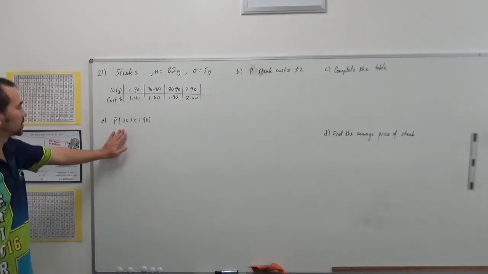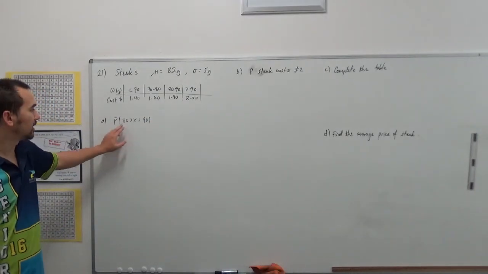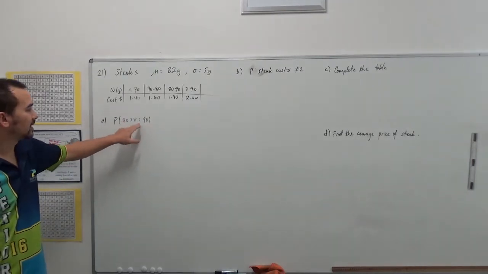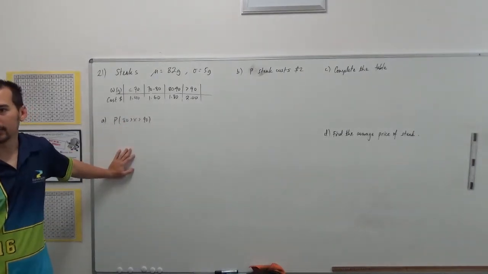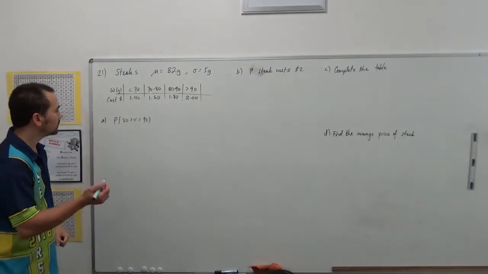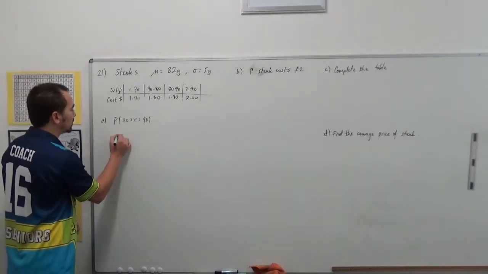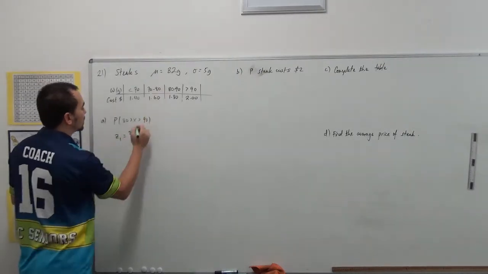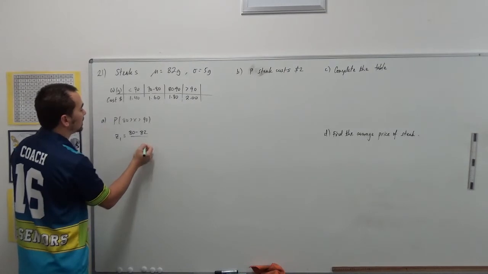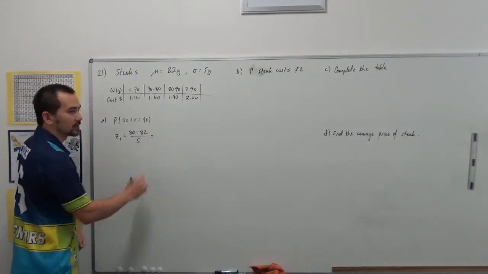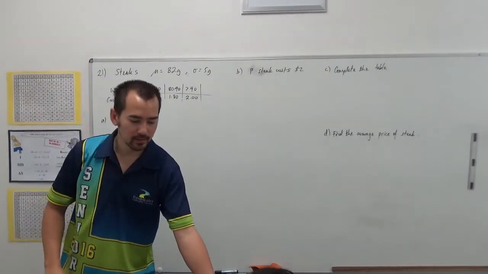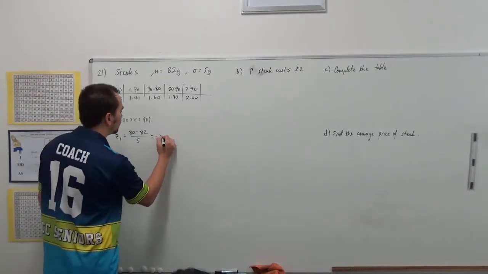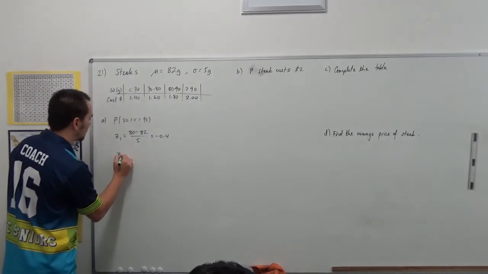Part A says we're going to find the probability that a steak chosen randomly is between 80 and 90 grams. So let's convert these into z-scores first. 80 take away mu, which is 82, divided by the standard deviation, which is 5, comes to negative 0.4.